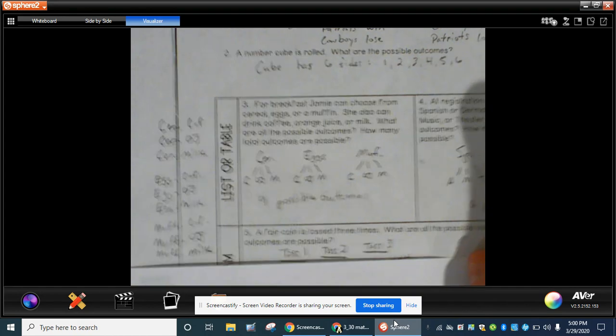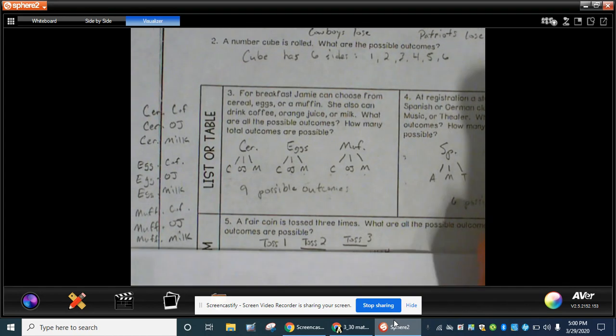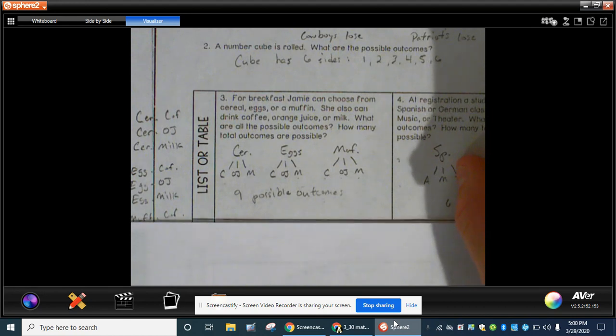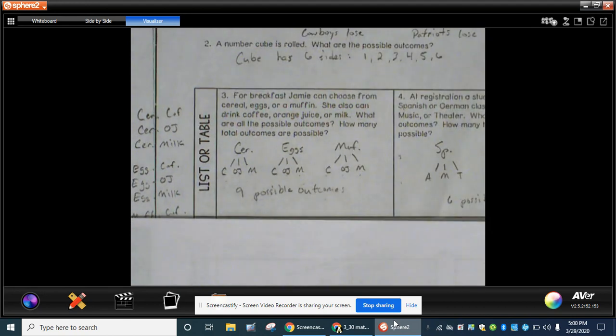Okay, and remember, if you use the fundamental counting principle, we're just taking the outcome of the first event and multiplying it by the outcome of the second event. You'll get 9 in this case. You have 3 food choices and 3 drink choices. 3 times 3 is also 9.